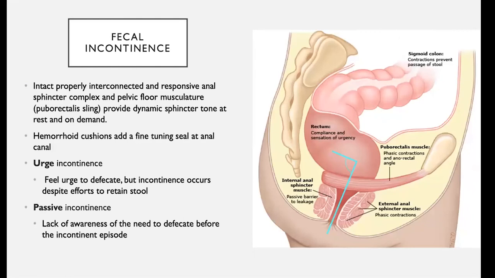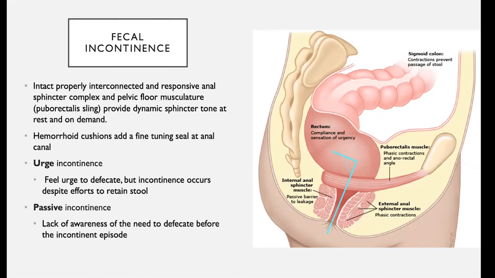Moving topics to fecal incontinence. The picture on the right shows some of the different mechanisms for how we maintain continence. An intact, properly interconnected and responsive anal sphincter complex, as well as pelvic floor musculature, which is the puborectalis sling, really are the mainstay of providing fecal continence. And then the hemorrhoid cushions add a little bit of pressure and seal at the end of the anal canal.